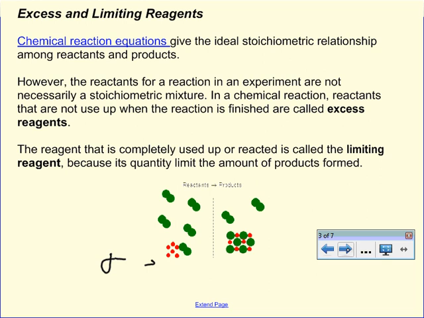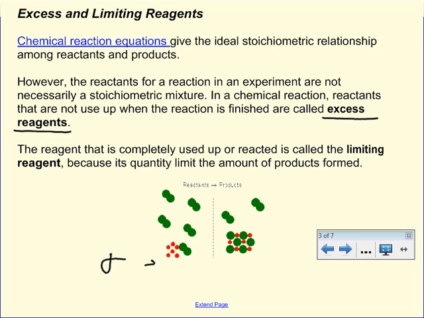So when we balance a chemical equation, we give the ideal stoichiometric relationship among the reactants and the products. This just means that I need exactly this much of A and this much of B, and it makes this much of C. But in reality, you can't get everything right down exactly to the atom or to the molecule. So usually we'll have a reactant that's not used up in the reaction. And this is called the excess reagent.